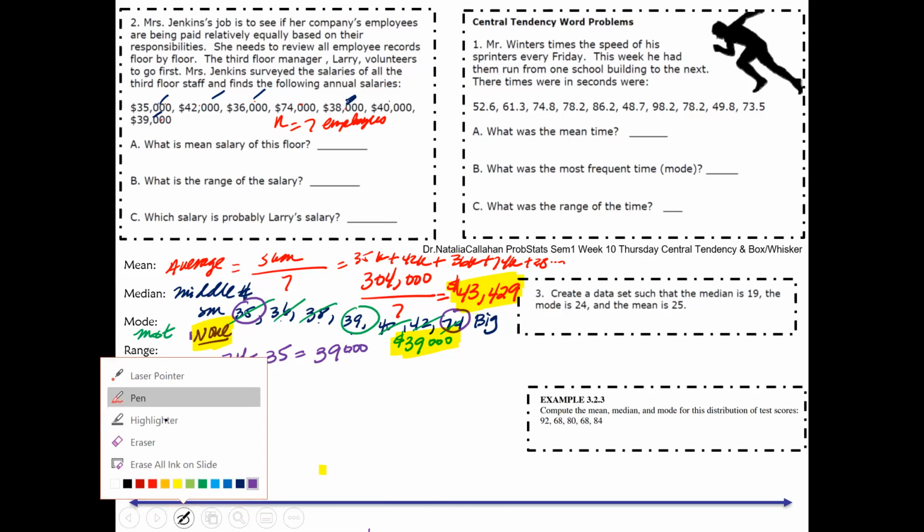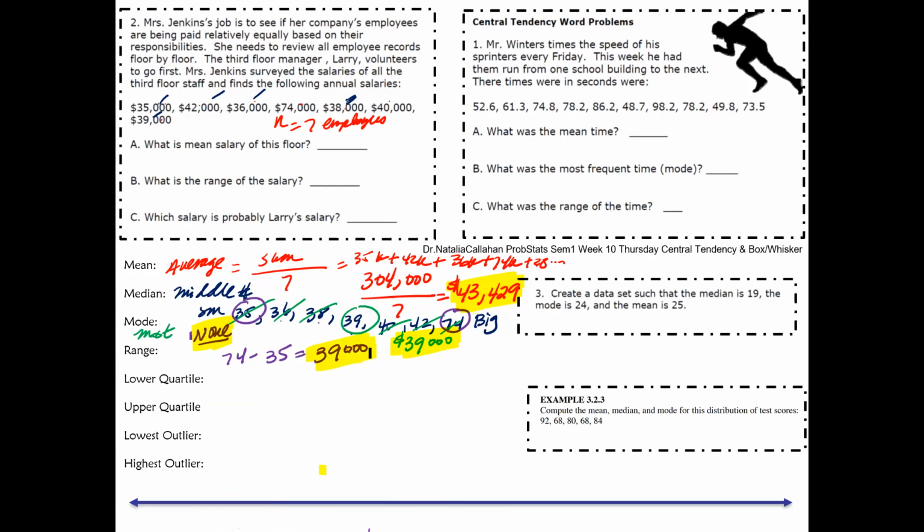That is going to be your range. Okay, so those four things encompass central tendency. Now let's show you guys how to do a box and whisker plot, and that requires a lower quartile.